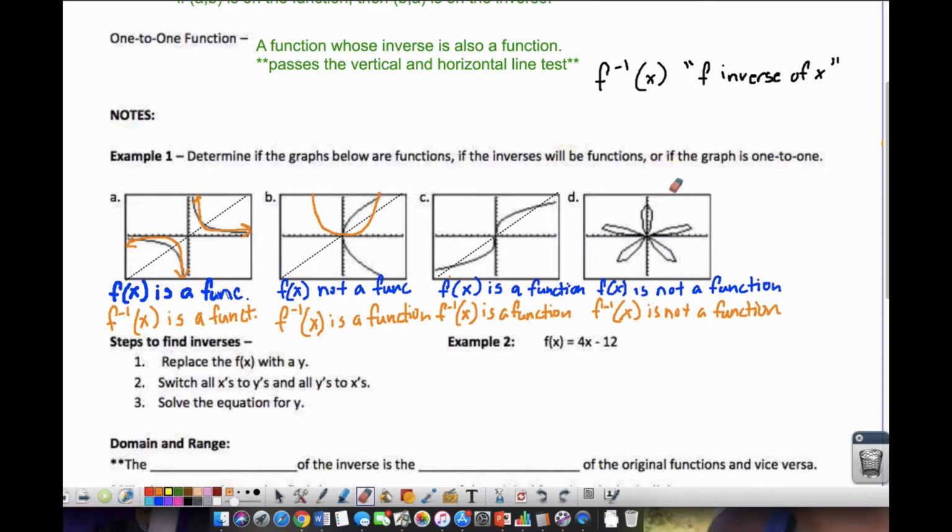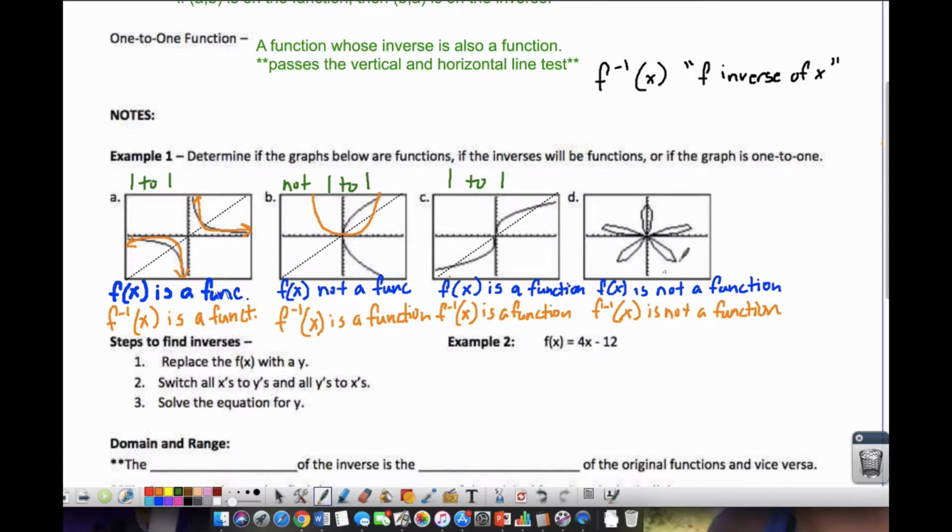Now, what does that mean for one-to-one? Well, when they're both functions, then it is a one-to-one graph. So let's go back and write one-to-one on the ones that are. So one-to-one on this one, because it's a function in both situations. In this case, the original is not a function. F inverse of x is a function, so this is not one-to-one. And then this one would be one-to-one.